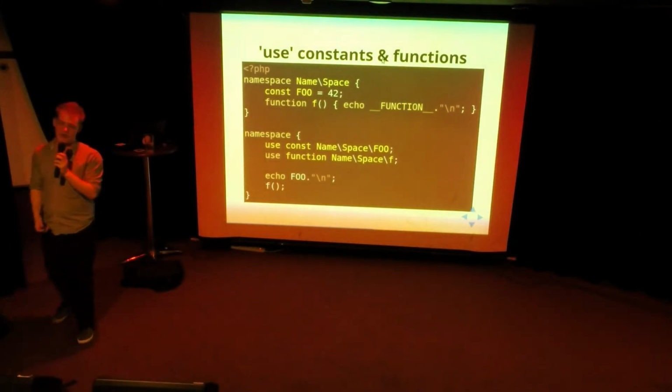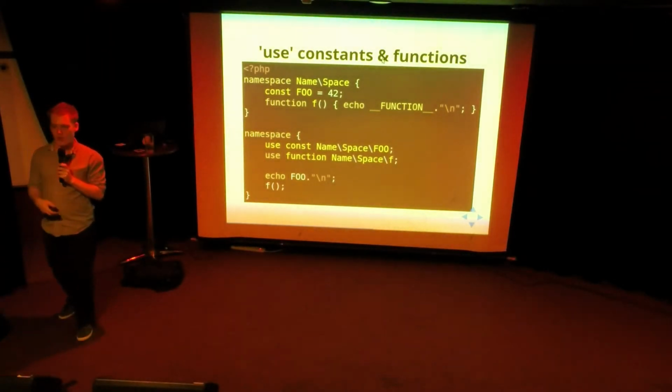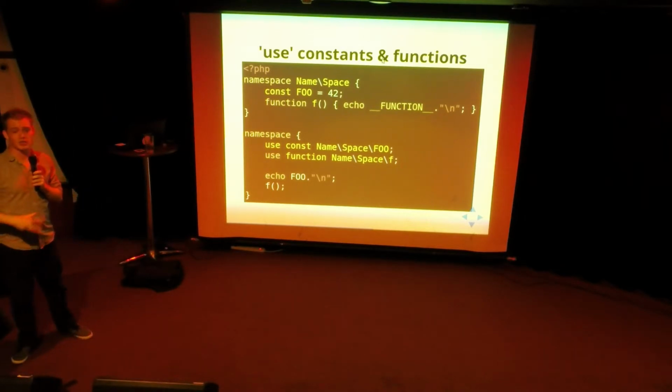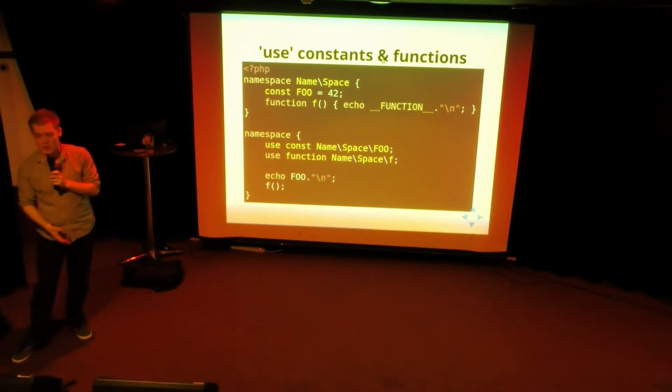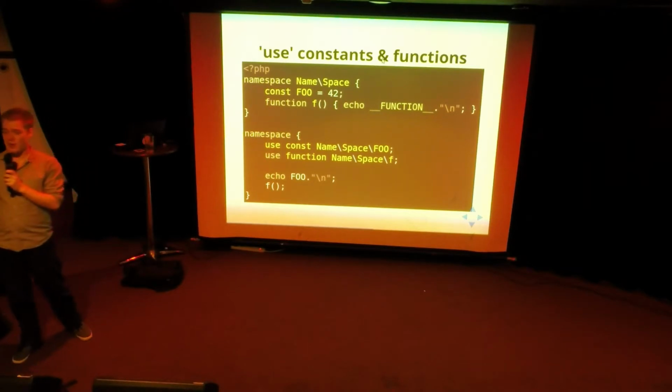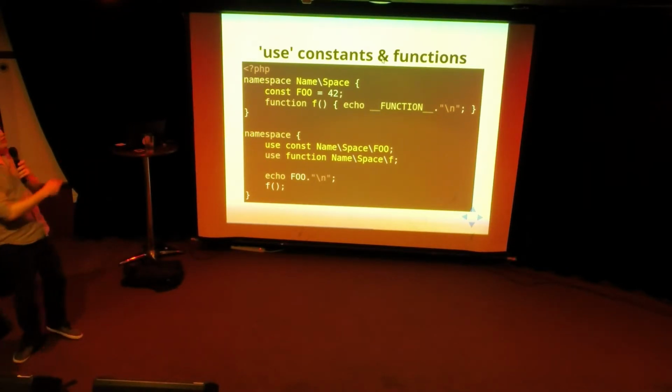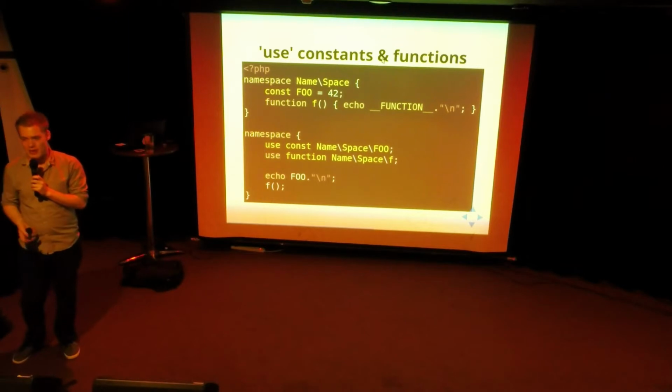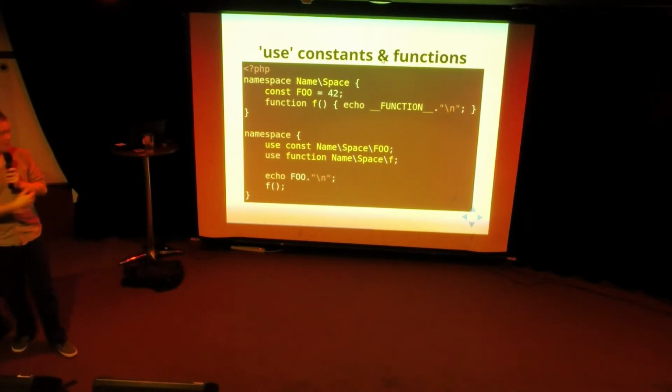Okay, use constants and functions. So in 5.3, we started bringing in namespaces. We can actually bring large sections of our classes under various namespaces and sub-namespaces. But things like constants and functions were stuck within their own namespace. We can now bring them out.